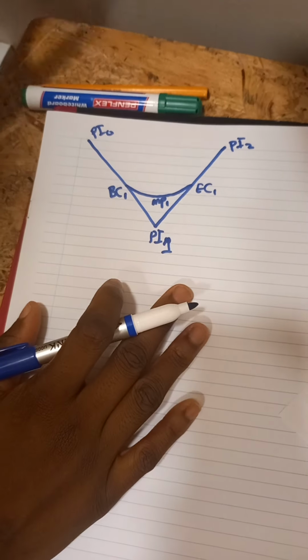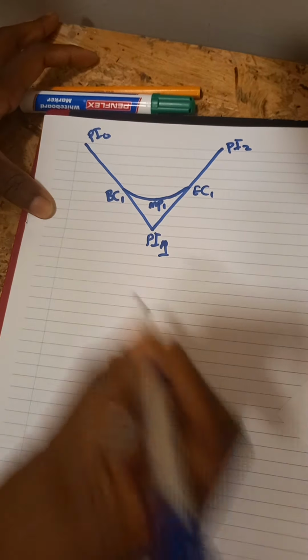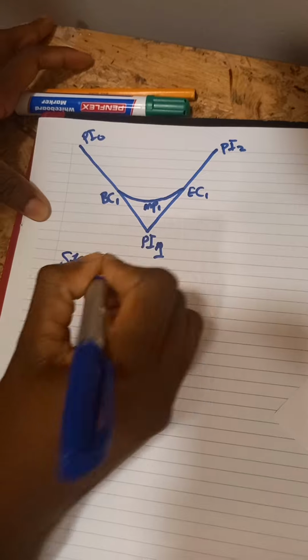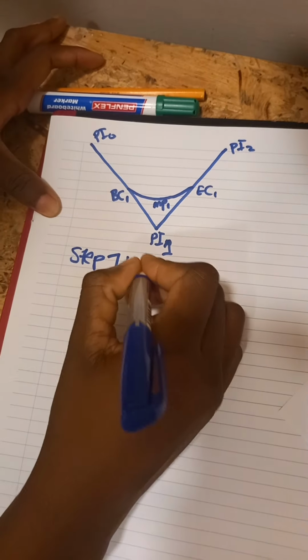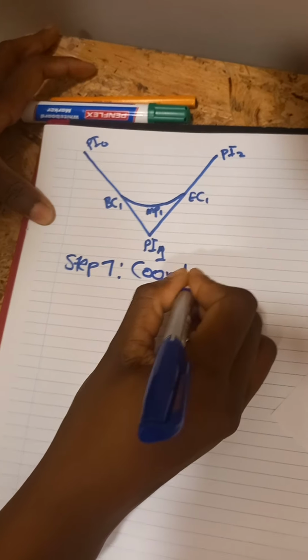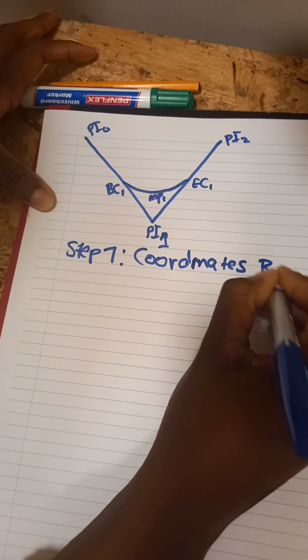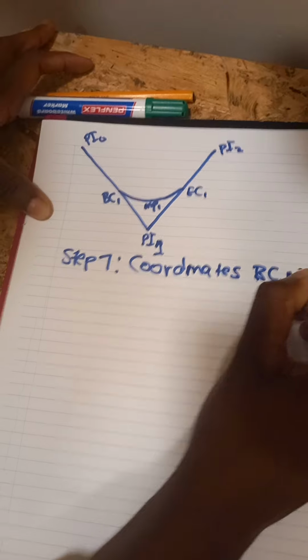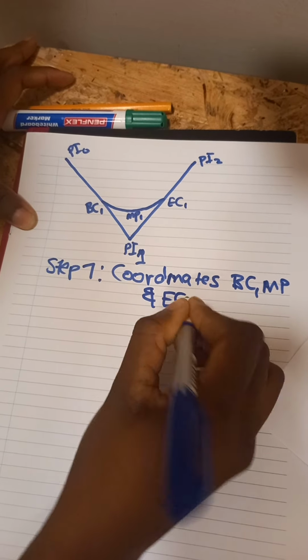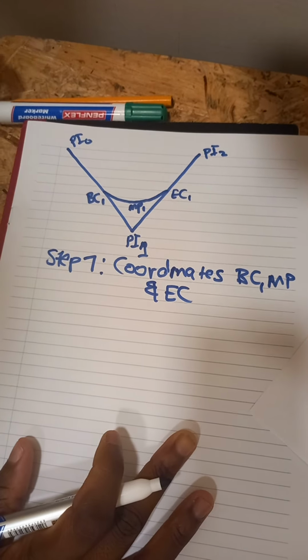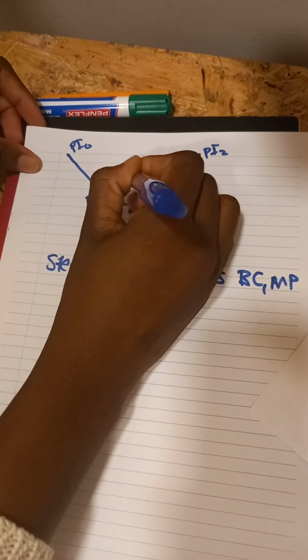Okay guys, this is a video to show you how to do step 7. Step 7 wants us to determine the coordinates of BC, MP and EC of all the curves. The curve that I've shown here is curve 1.